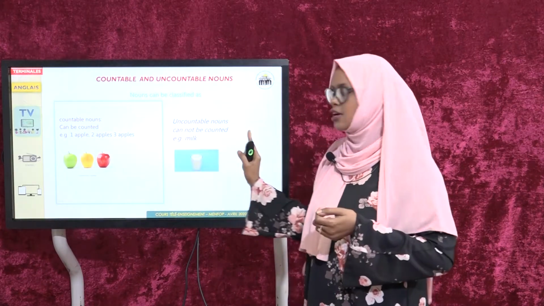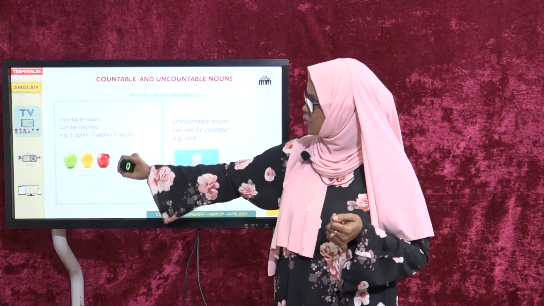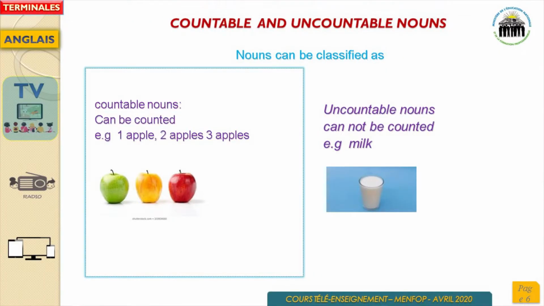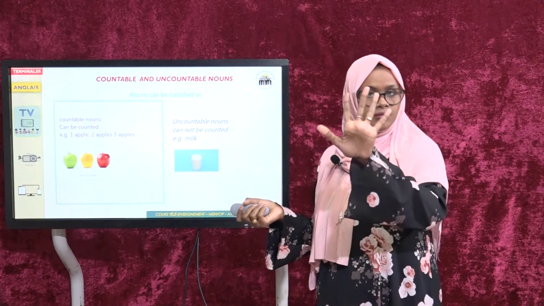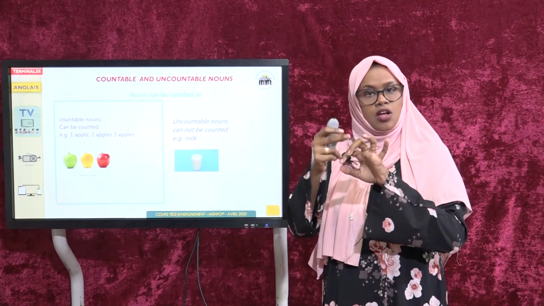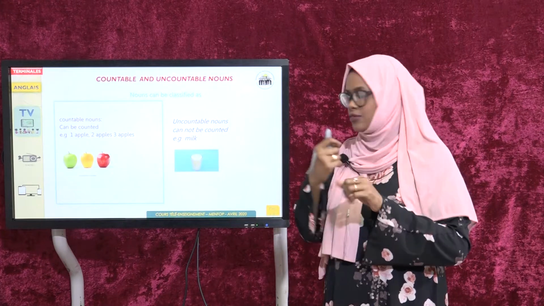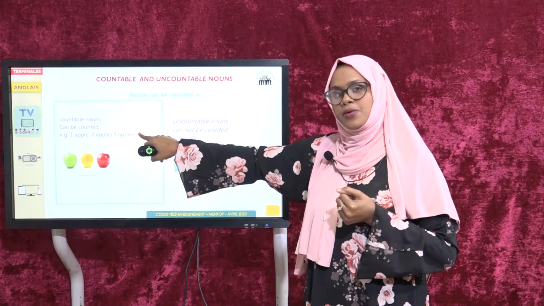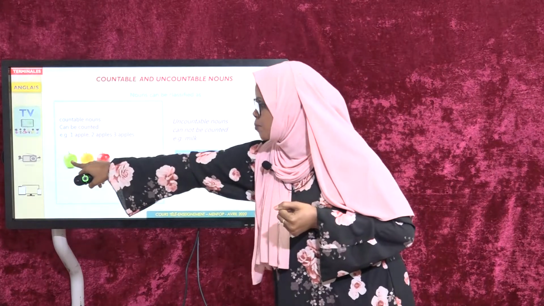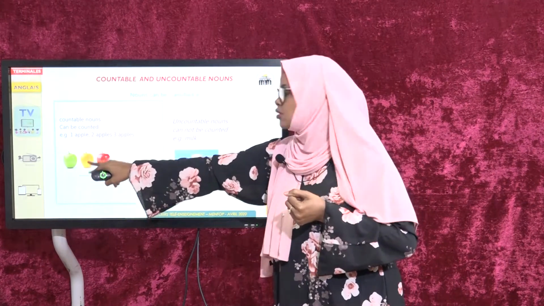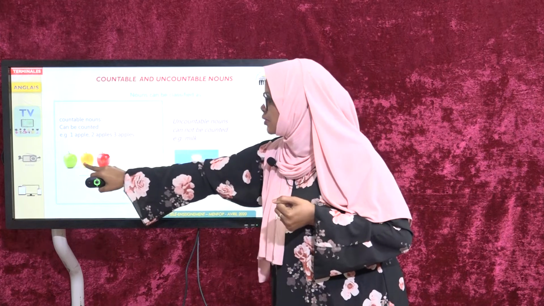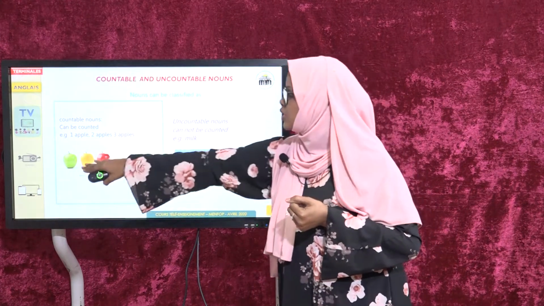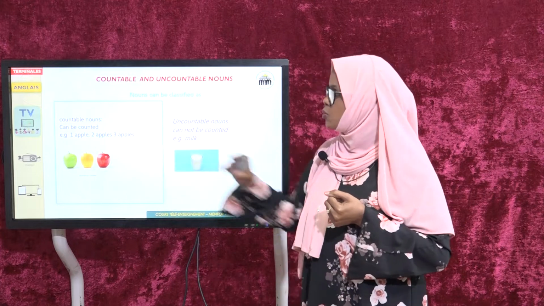Countable nouns and uncountable nouns. Let's start with countable nouns. A countable noun can be counted, okay? How many fingers do I have? 5. 1, 2, 3, 4, and 5. Let's look at the example. 1 apple, 2 apples, 3 apples. We can count 1 apple, 1 plus 1, 2 apples, 1 plus 2, 3 apples. We can count them. That's why we call them countable.